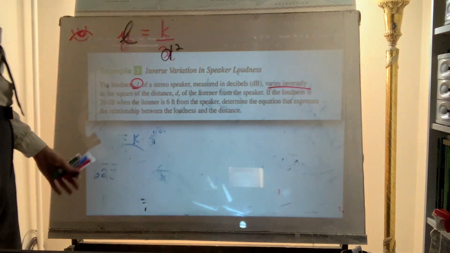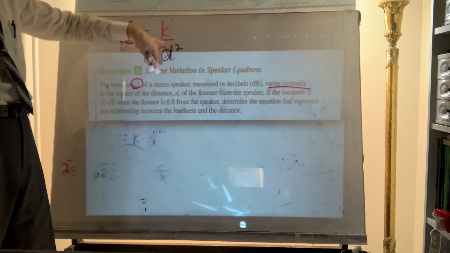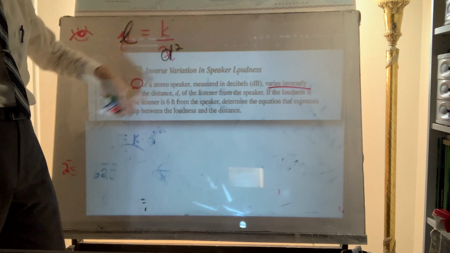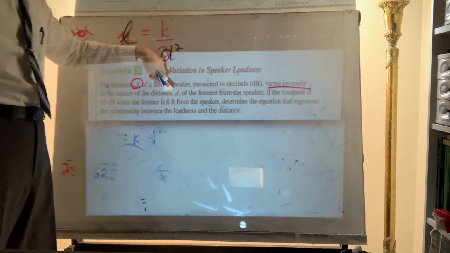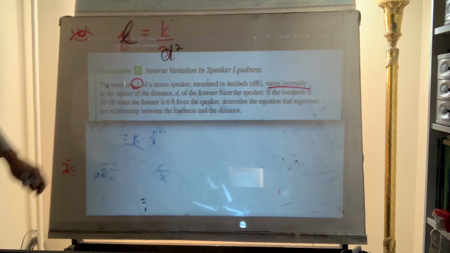Right? It's just more subtle when it's suggesting that this is a denominator as opposed to the usual level. All right? "Varies inversely" suggests that being down here. Square is the exponent of 2, and unique to this problem. All right? If the loudness is 20 decibels when the listener is 6 feet from the speaker, determine the equation that expresses the relationship between loudness and the distance.